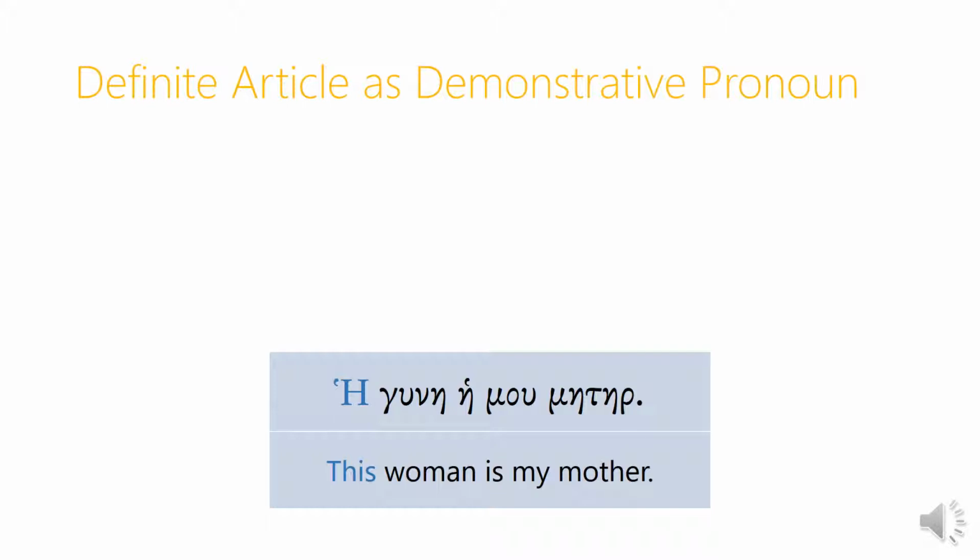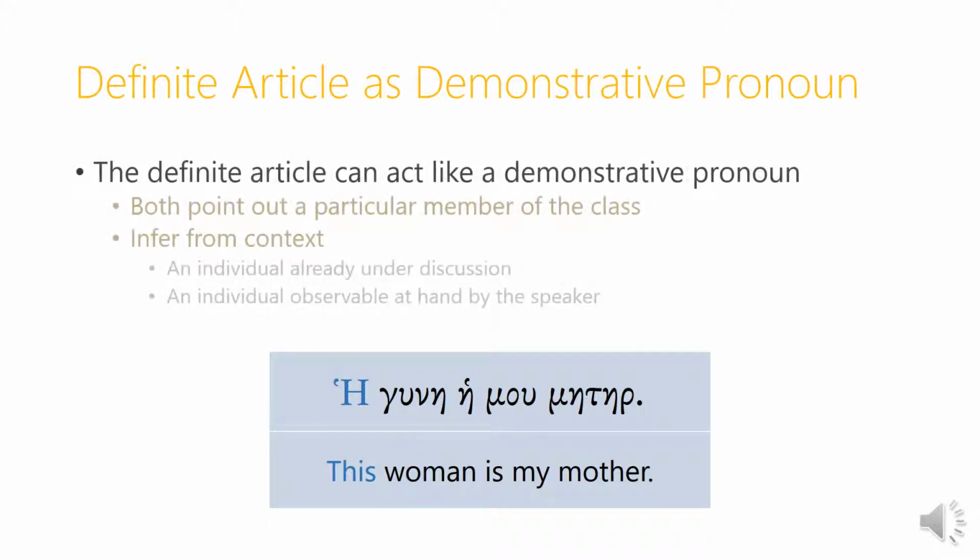One of the things that can be confusing about demonstrative pronouns is that the definite article can actually act like a demonstrative pronoun. This makes some sense because the two constructions, a definite article and a demonstrative pronoun, really play a very similar role in the language. Both of them point out a particular member of the class that's expressed by the noun. So how do we know when to translate the definite article as this or that? Well, we really have to infer this from context.